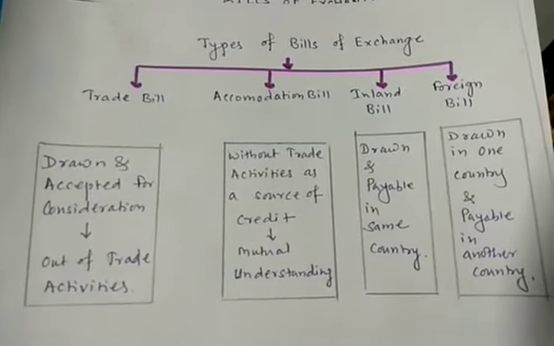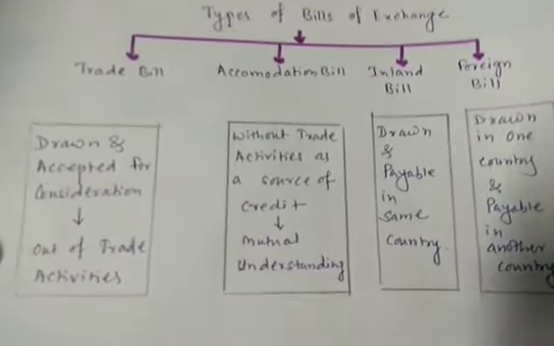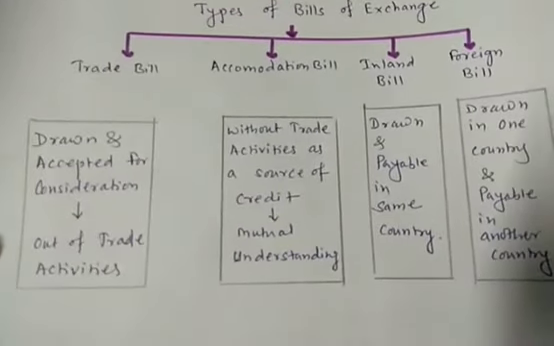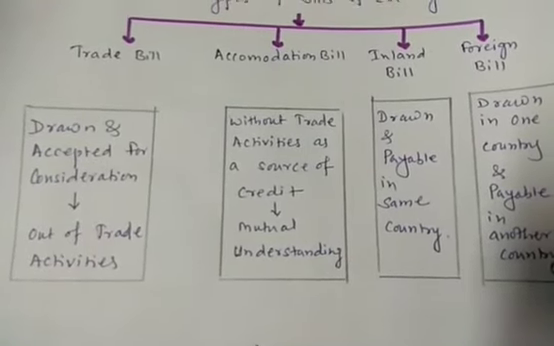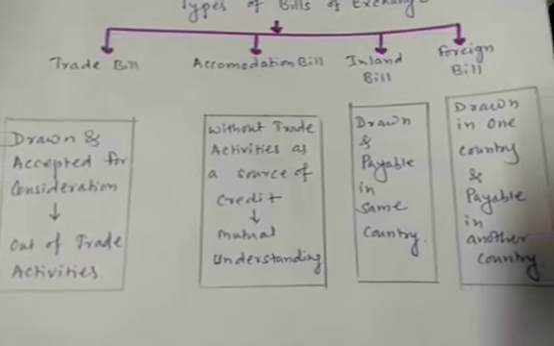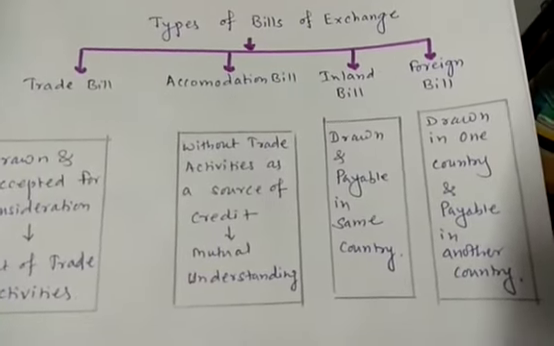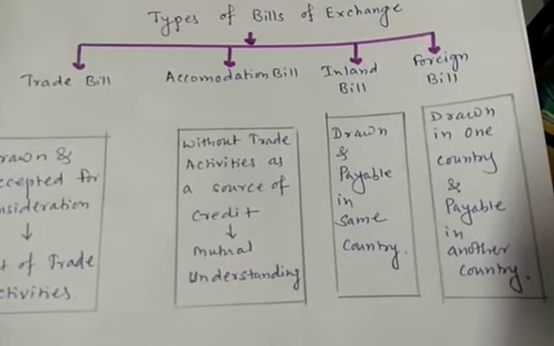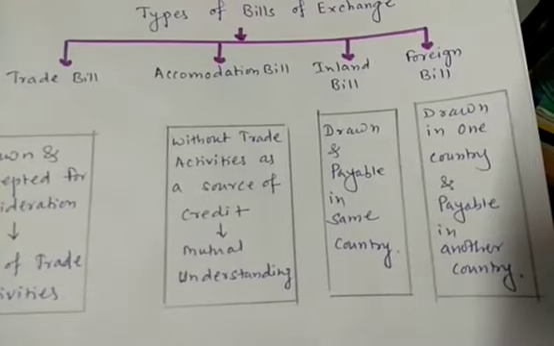Let's consider the different types of bills of exchange. There are four different types. The first is the trade bill. The trade bill is drawn and accepted due to some trade activities, that is, purchase and sale of goods. Accommodation bill is the second type, where the bill is drawn without any actual trading activity. It is done on mutual understanding.